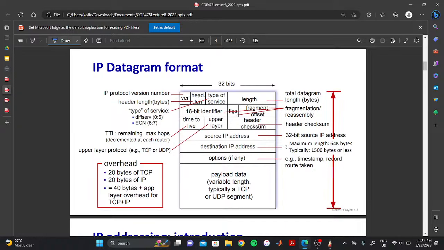Now, this is very important. You have the TCP header being 20 bytes, and you have the IP header being 20 bytes. So in the IPv4, you have a version number. You understand? This is a type of service header.